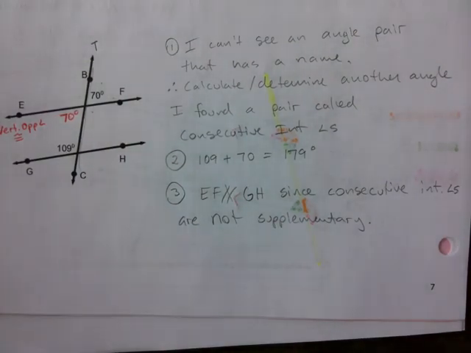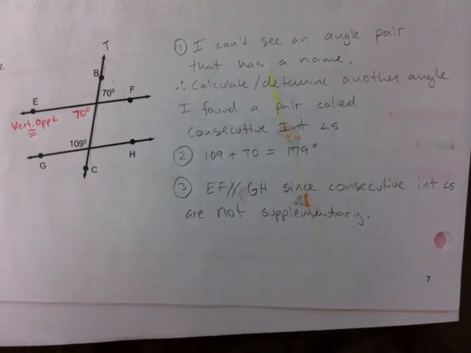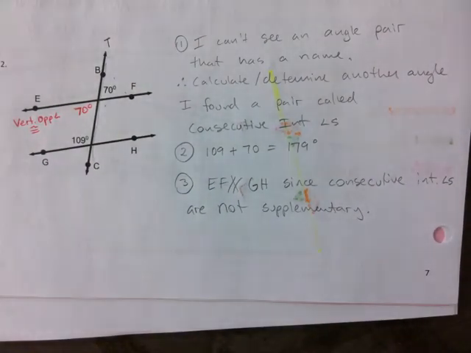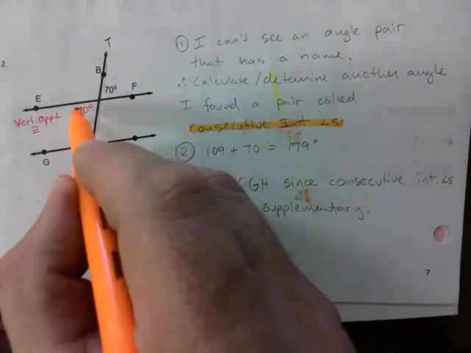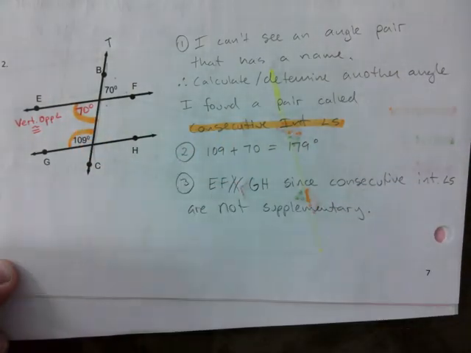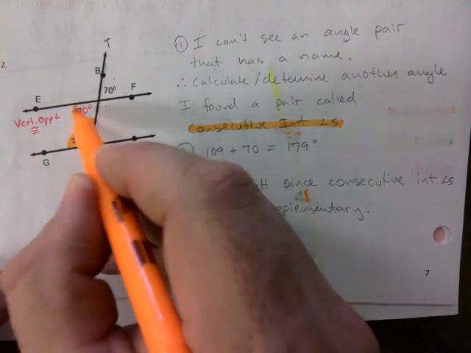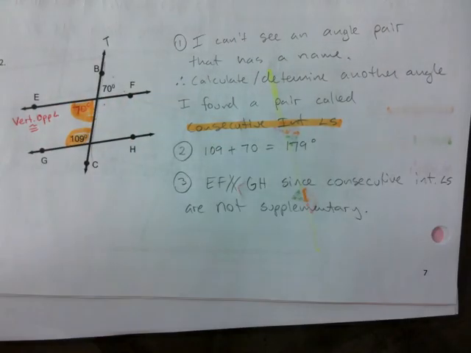So you don't have to do it in this exact way, but I found that students struggle when I just leave it open-ended, like, hey, just figure it out yourselves, go, right? So I give you a bit of a model to go by. I found a pair called consecutive interior. Let's highlight those. This one and this one, right? I focused on those.